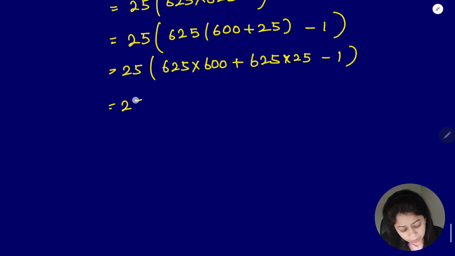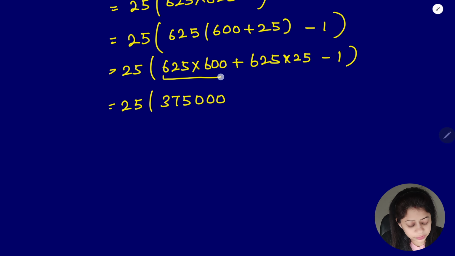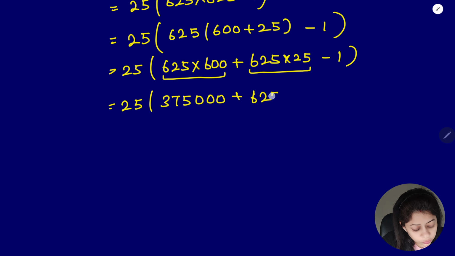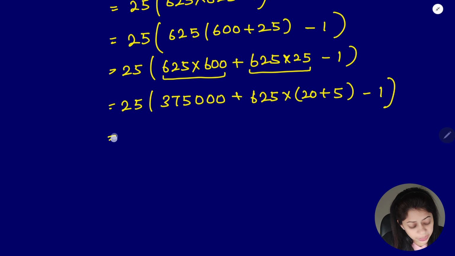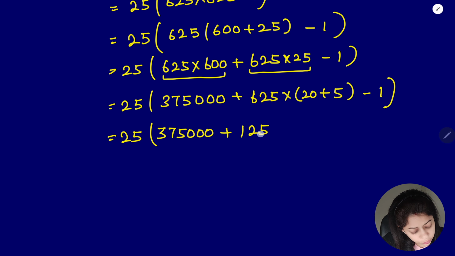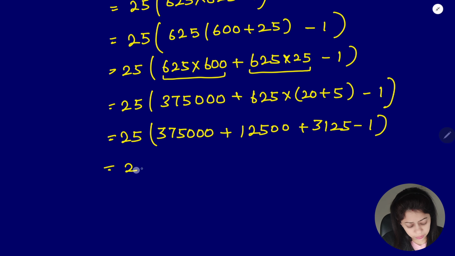And now we have 25 and what will become? It will become 375,000 when you multiply these two. Now when you multiply these two, you will get 625. What will I do? I will multiply with 20 and 5. Okay. I will break it since we are not using calculator. So we get 375,000 plus when you multiply it with 20 you will get this, plus when you multiply with this you will get 3125 minus 1, right? So you have now 25 and now we will add all these things and subtract 1.